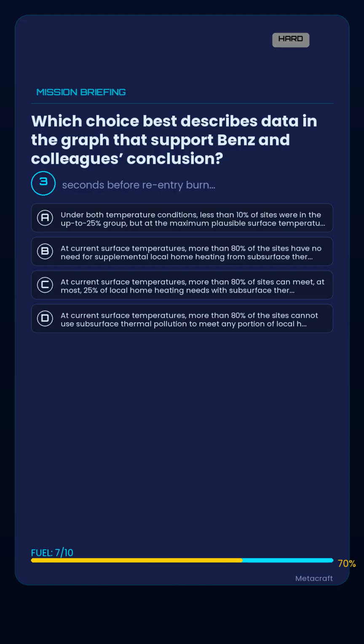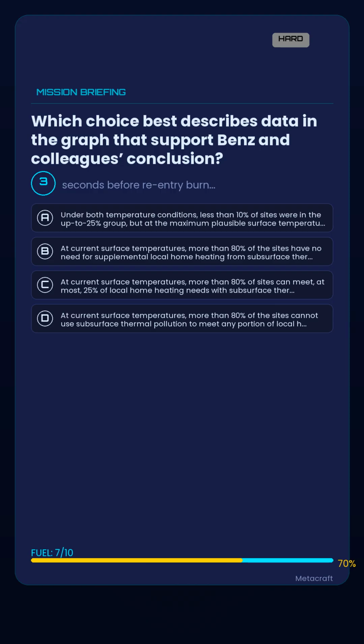Option B, at current surface temperatures, more than 80% of the sites have no need for supplemental local home heating from subsurface thermal pollution, but at the maximum plausible surface temperature, more than 70% of sites exhibit significantly greater home heating needs. Option C, at current surface temperatures, more than 80% of sites can meet, at most, 25% of local home heating needs with subsurface thermal pollution, but at the maximum plausible surface temperature, more than 80% of sites can meet greater than 25% of local home heating needs.